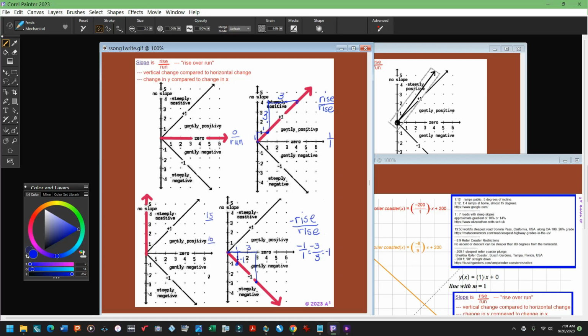Let's put in a 1. Let's put in 100. It could rise 15, it could rise 10, it could rise 1, it could rise 100, but there is no run. So the run is 0. Division by 0 is undefined, therefore there's no slope, and the slope is undefined, or no slope.